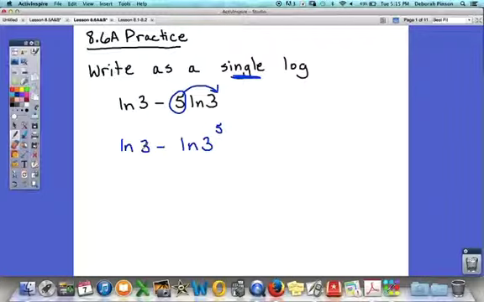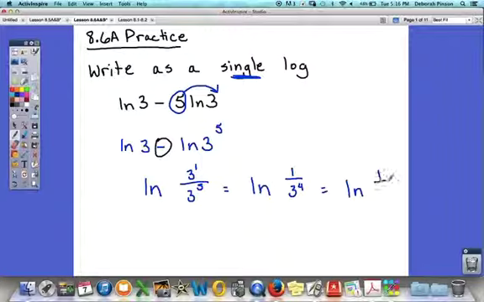And then I'm going to combine these because of the subtraction right here. I'll combine it with division. So I'll have 3 over 3 to the 5th. And I could go through and simplify that. So I'm going to just subtract there. I'll get negative 4, which means 3 to the 4th in the bottom. 3 to the 4th is 81.